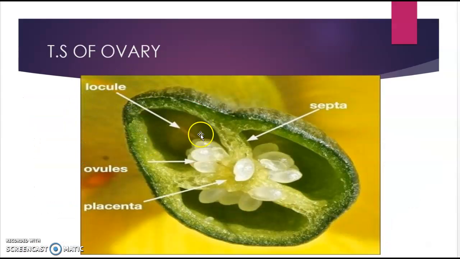Now from this picture it will be clear that this is a transverse section of the ovary, and these chambers are known as locules. Because three chambers are there, it is trilocular. These chambers are separated by margins known as septa, and in the center you will see that the ovules are attached to a central mass of cells known as the placenta. This is through a stalk-like structure. So all ovules are attached to the placenta through a stalk-like structure.